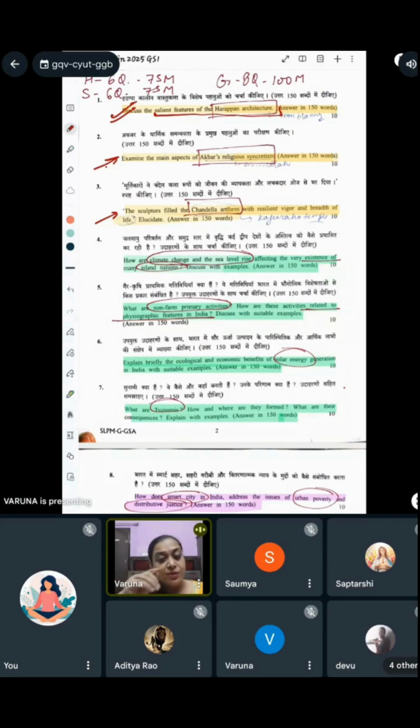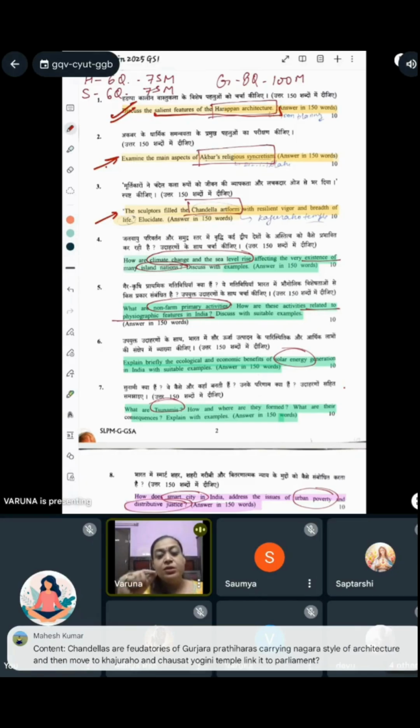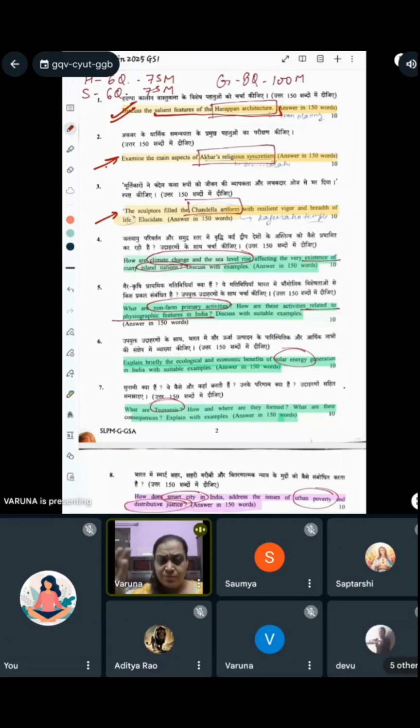So if you are well versed with that, you have prepared the sculpture part. You must have prepared the entire chronology, the development. Even let's say you are not well prepared with the Chandela art form, but while preparing for prelims, you must have gone through the different UNESCO World Heritage Sites. So Khajuraho is one. It is developed by the Chandelas. So it is a good example for Chandela art form.